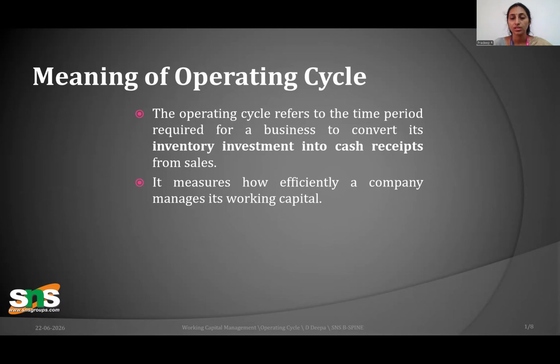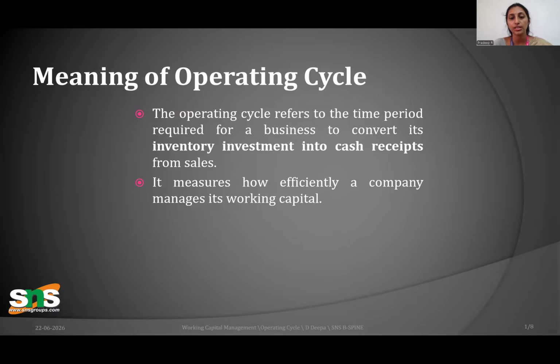The simple thing: you purchase your inventories by giving your cash to the suppliers. After that, you convert those inventories into finished goods, and there are many processes, like work in progress to finished goods. Next, you sell the product to your customers, and from those customers you get the cash. So cash outflow happens in the beginning and, next, at the end, cash inflow, where you are getting cash. The entire process happens like this.